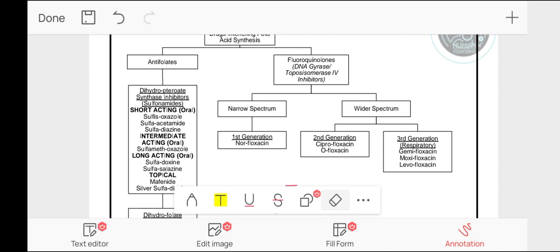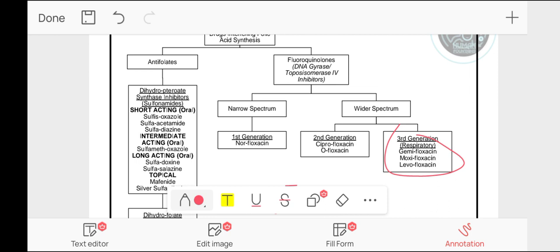The third generation includes the respiratory group: gemifloxacin, moxifloxacin, and levofloxacin. They are specifically active against gram-positive cocci, including Staphylococcus, specifically methicillin-resistant Staphylococcus, Streptococcus pneumoniae, and Enterococci. These are all gram-positive cocci. The third generation are also called respiratory because they have a broader spectrum than the first and second generations, including activity against anaerobes. Third generation fluoroquinolones.